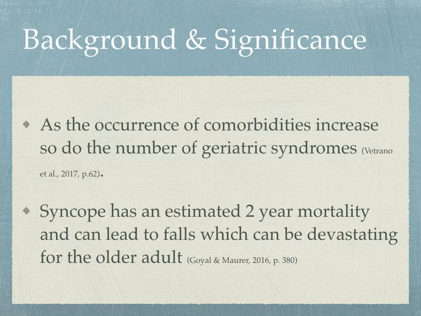In a study performed by Vetrano, Foebel, Marengoni, Brandi, Calderón-Larrañaga, Heckman, Hirdes, Bernabei, and Onder in 2017, it was found that the occurrence of geriatric syndromes increased with the degree of morbidity. Also, Goyal and Marr state that syncope has an estimated 2-year mortality and can lead to falls, which can be devastating to the older adult. In my own clinical practice, I have found that with increasing comorbidities comes more polypharmacy, and that can just cause or exacerbate these syndromes.